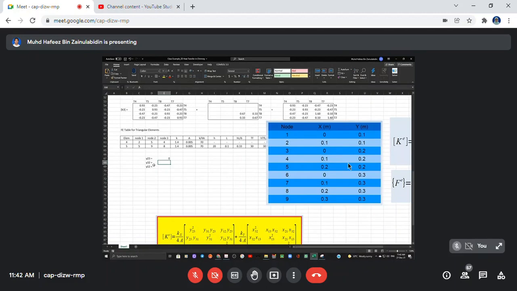Okay, we do this again. Sorry, y23, y31. Okay, y node 3, which is 4, minus y node 1, which is 2. So y4 minus y2, y4 0.2 minus y2 0.1. 0.2 minus 0.1, you get 0.1 here.